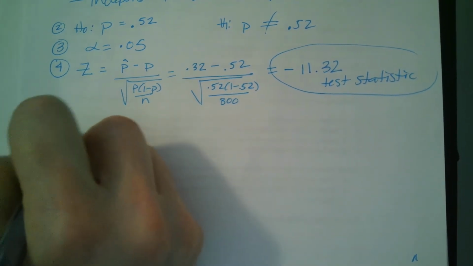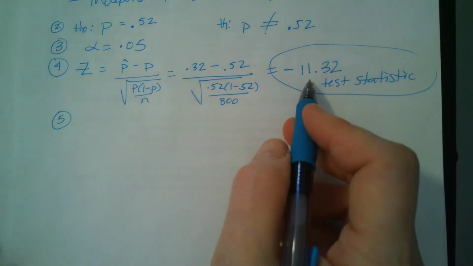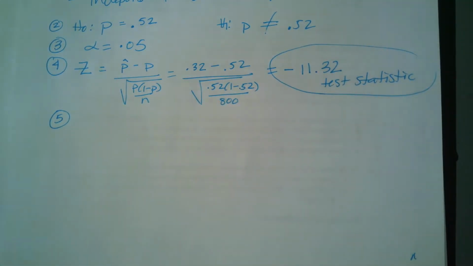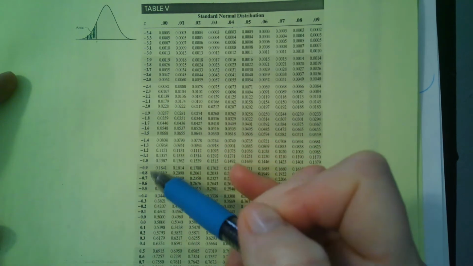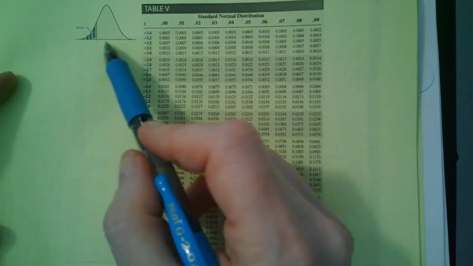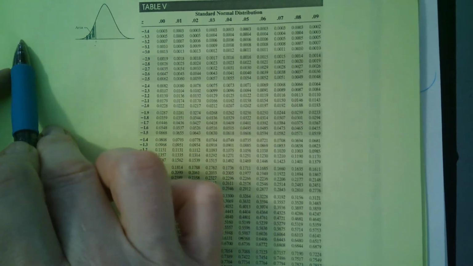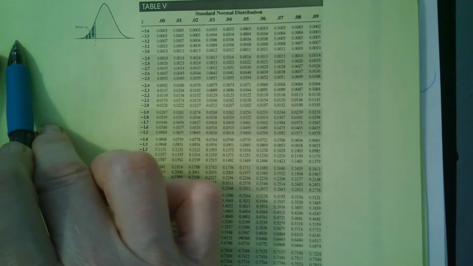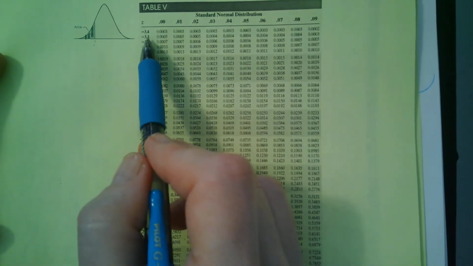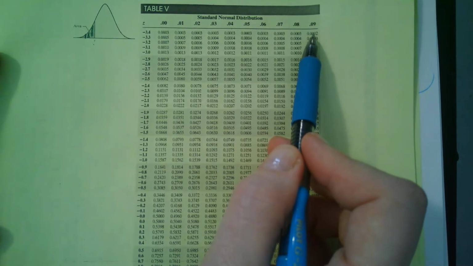So in step 5, I need to find the probability. Okay, so we're going to look up negative 11 as a z-score in my table 5. Well, you're going to notice negative 11 isn't even on my graph. Our graph only goes up to a negative 3.4 value. So negative 11 is going to be way out here, and it's going to have an itty-bitty little probability associated with it. So what we'll do is we'll just use the smallest probability possible on my table.